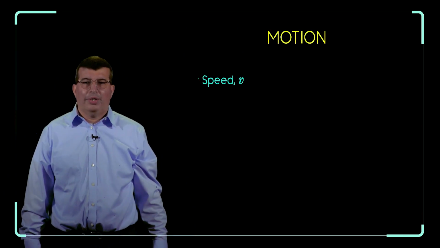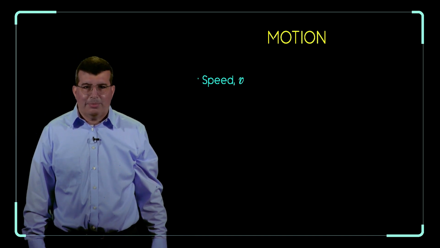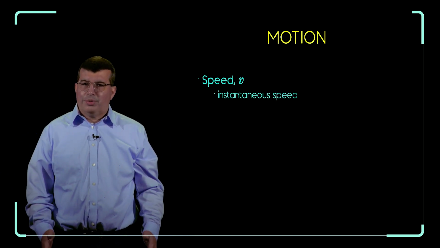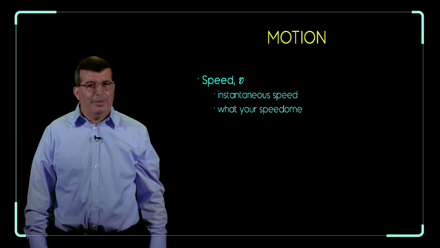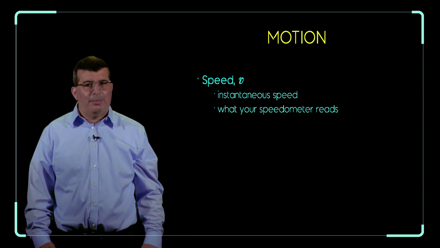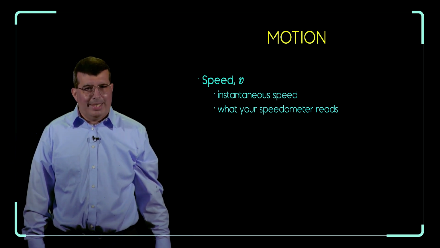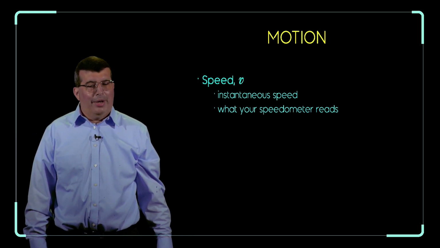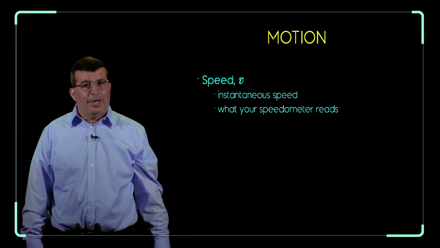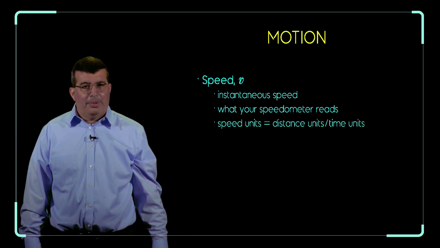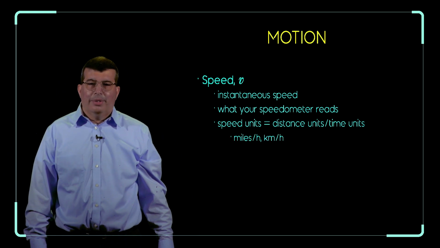So speed itself, written with a lowercase v, refers to what we call instantaneous speed. That is what the speedometer in your car reads at any instant in time. If you look at your speedometer at any instant in time, that will tell you your instantaneous speed. Now, what are the units of your speedometer? They are probably miles per hour.